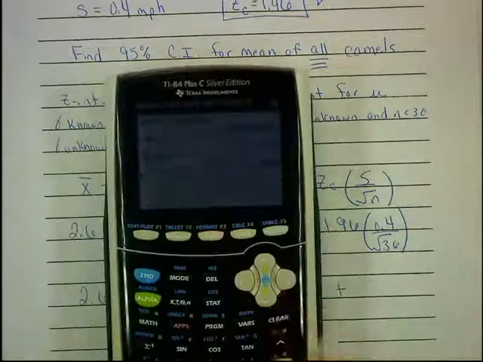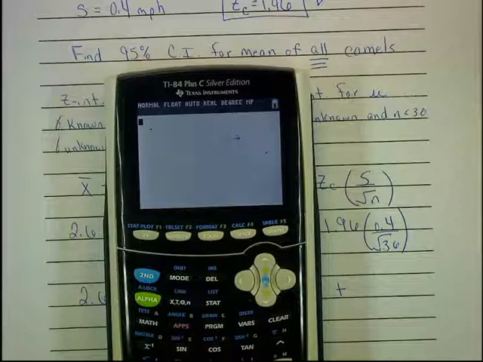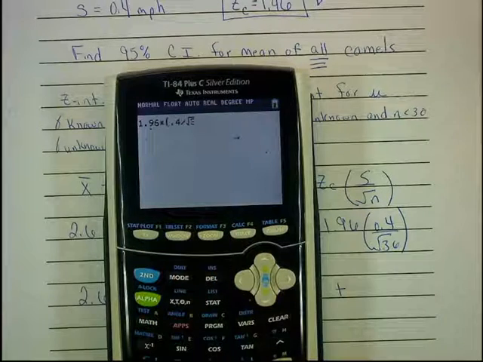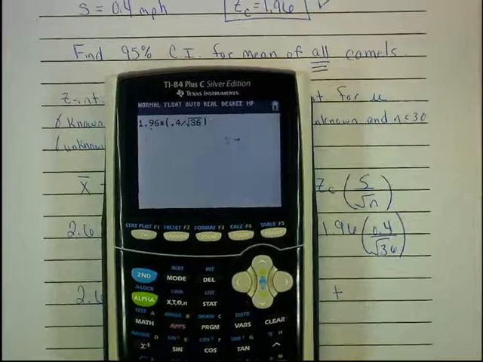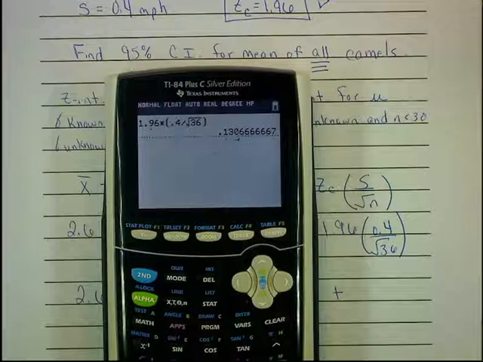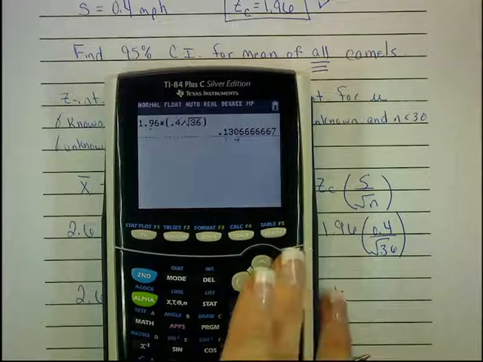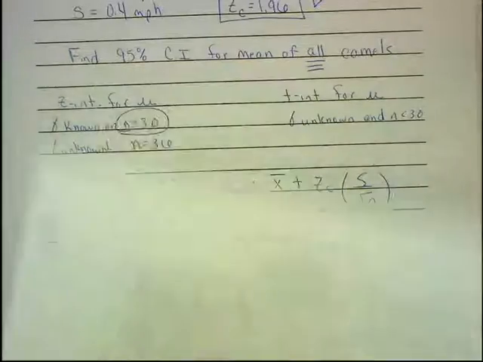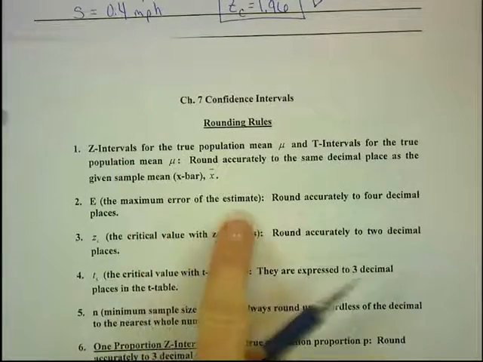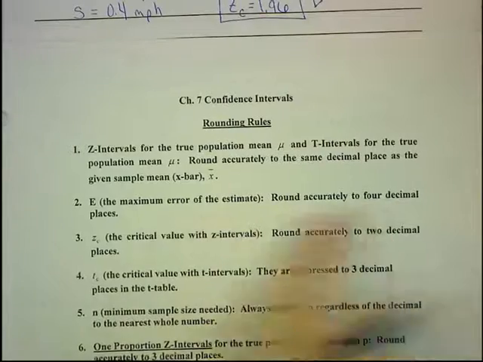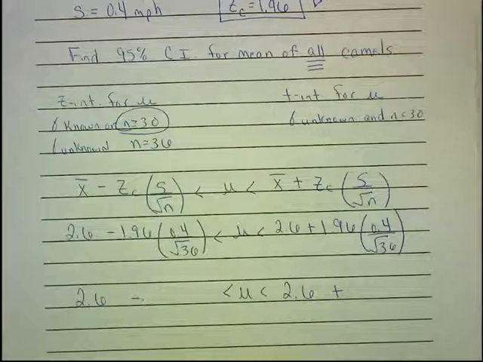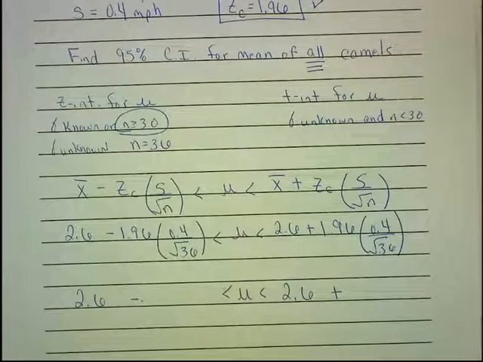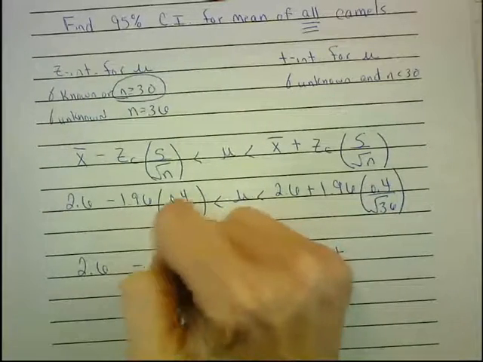So I'll put that in the calculator. 1.96 times parentheses 0.4 divided by the square root of 36. And that is 0.1307. You round e, the margin of error, to 4 places accurately. 0.1307. The maximum error of estimate, or margin of error, round accurately to 4 decimal places. E. So I'm going to write that down. 0.1307.